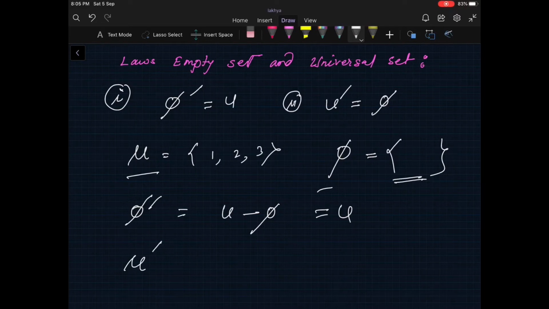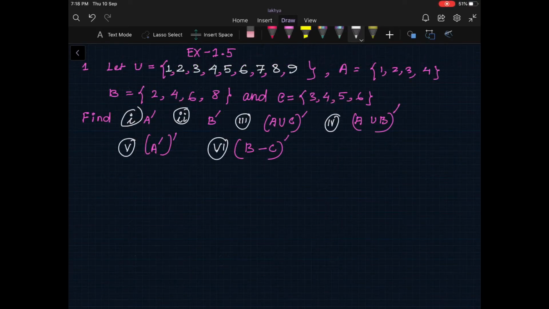Okay, again complement of universal set must give U minus U. That's going to be empty set. Okay, it's very simple. Hope you have understood this. Now we are going to solve the problems of exercise 1.5. So let us solve the problems of exercise 1.5 of NCERT textbook of mathematics class 11. Okay, so here is the first question.